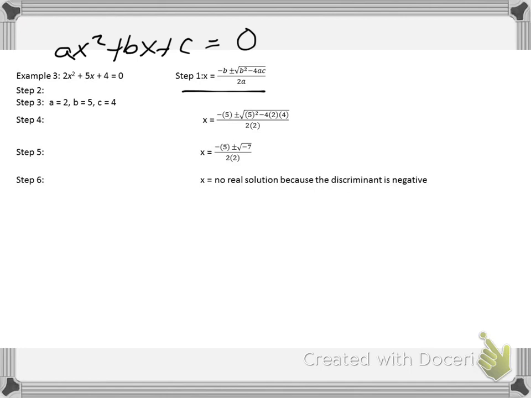This time, in front of my x squared, I have a 2. So a is 2 this time instead of 1. No big deal. B is 5. C is 4. So again, we're going to plug everything in. Since B is 5, the positive 5 goes in there. Positive 5 for this B. 2 for A, 4 for C, and again right here, 2 for A.